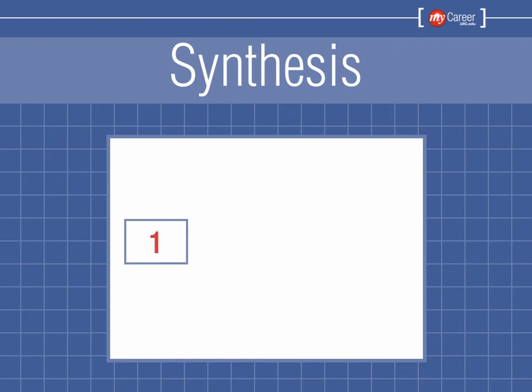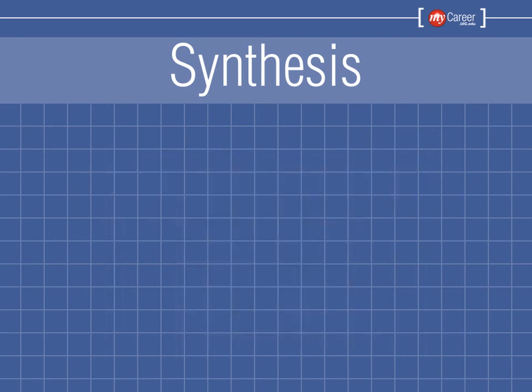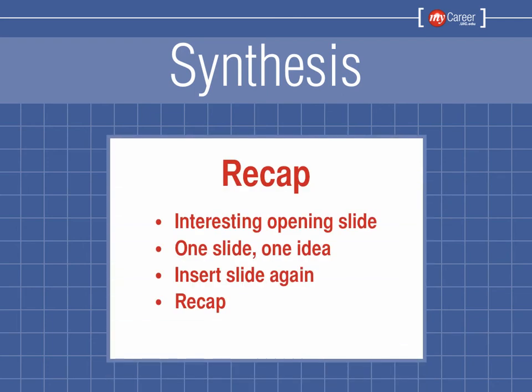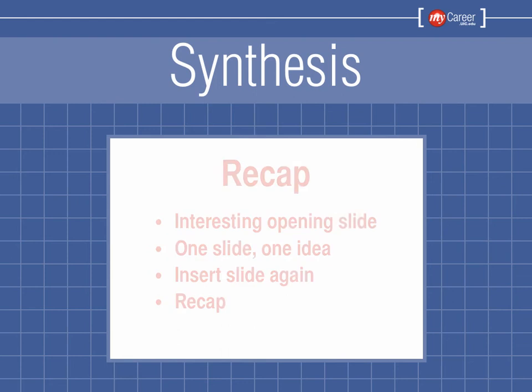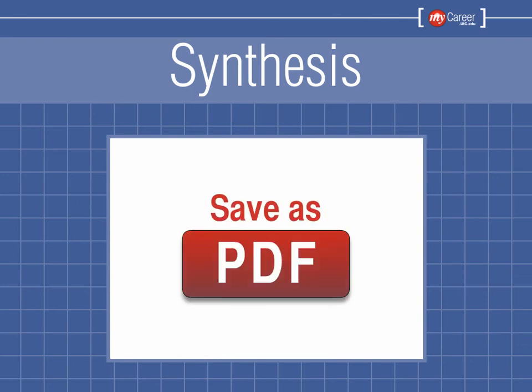If you are going to refer to a previous slide, insert the slide again. That way you won't have to interrupt your presentation by backtracking. At the end of your slideshow, include a recap slide that highlights what your presentation covered. This will help your audience remember the important takeaways. Finally, be sure to proofread your slideshow at least twice. When you are finished, consider saving your slideshow in PDF format. This will ensure that everything will appear correctly when you present.